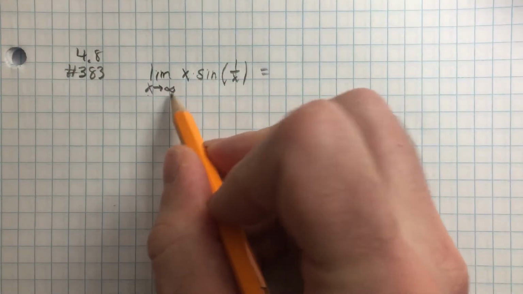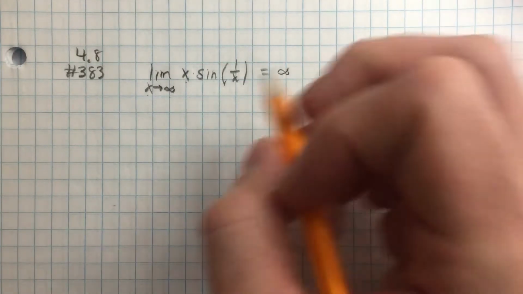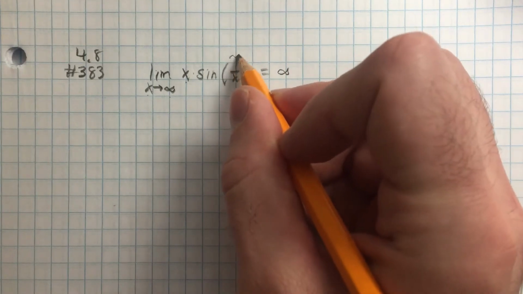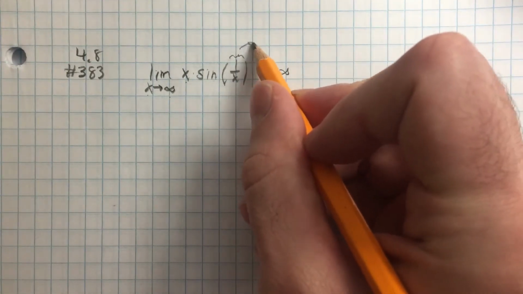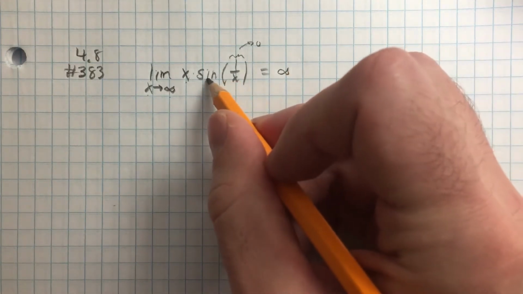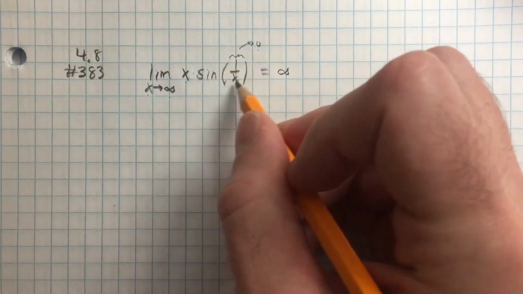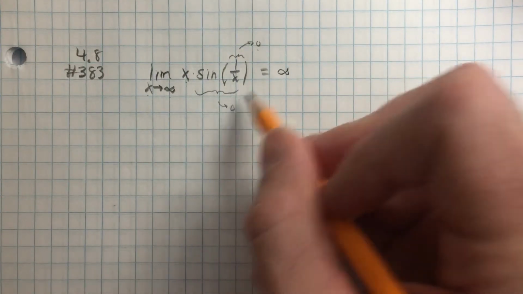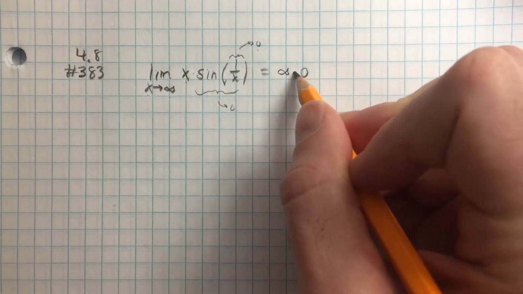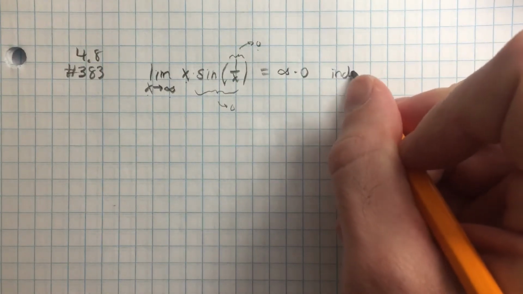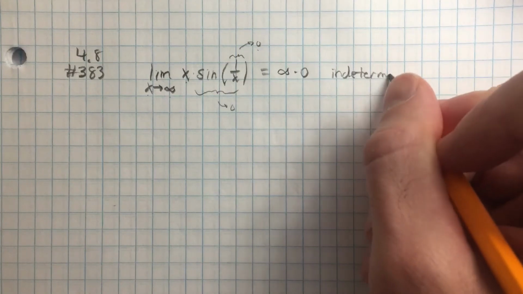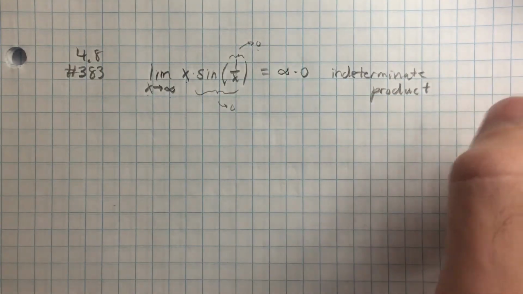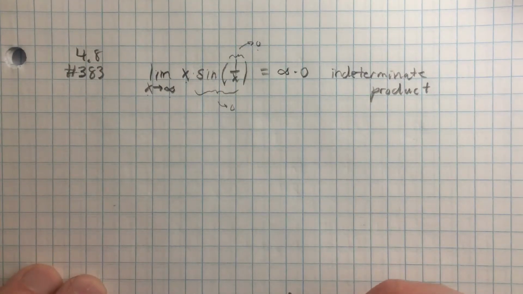All right, so as x heads towards infinity, x heads towards infinity, obviously. And as x heads towards infinity, 1 on x, the argument inside the sine function here, is heading towards 0, of course. And sine of something very close to 0 will itself be very close to 0. So the whole sine function is heading towards 0. So we have an infinity times 0 case here, which is our indeterminate product, which we should be able to change into an indeterminate quotient and then use L'Hopital's rule.